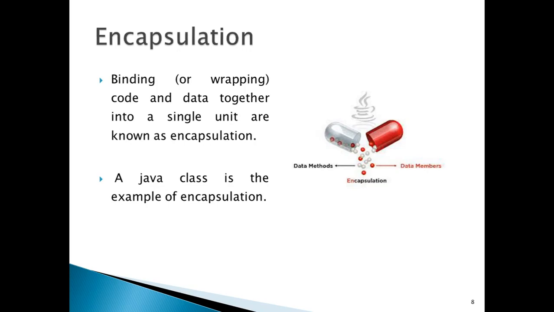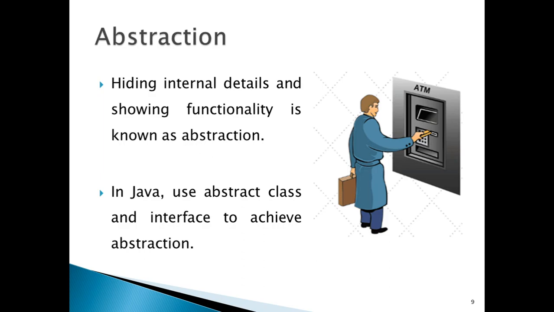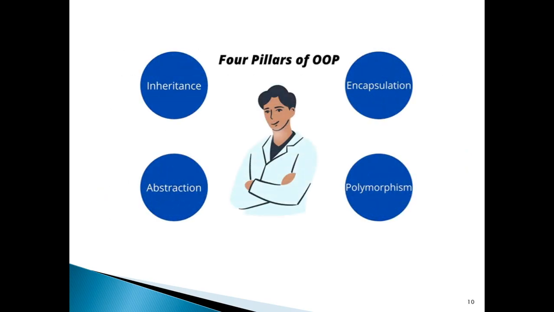That is called encapsulation. In abstraction, you are hiding certain details from the user, but they can still perform that task. That is called abstraction. For example, a person inserts a card into the ATM machine, gives some inputs, the machine processes those inputs, and he gets the money. But he doesn't know what happens at the backend. So this is called data abstraction. In Java, abstract classes and interfaces are used to achieve data abstraction. So these are all the four pillars of OOPS: inheritance, encapsulation, polymorphism, abstraction.